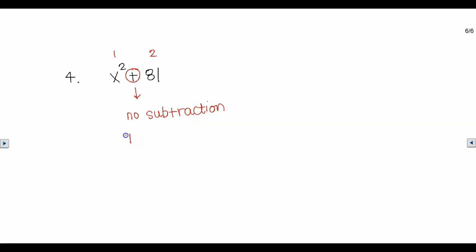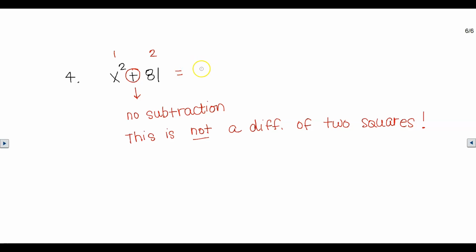What that means is this is not a difference of two squares. Not a difference of two squares because it doesn't have the subtraction that it requires. When that happens, what that means is you cannot use this pattern to factor it. And when you cannot factor something, the word you use to describe it is prime.